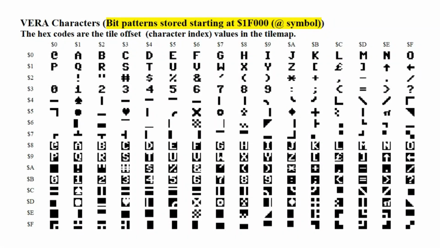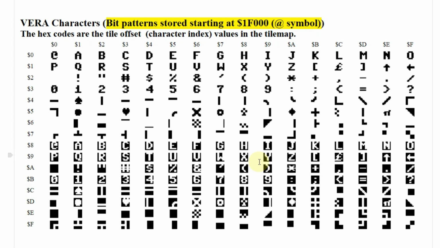Alright, so here we can see the different characters that are stored in the Commander X16 computer in video RAM memory. So the patterns for these characters are already stored in VRAM for us, and of course we can use them for printing on the screen if we want. And as we're going to see when we actually create our program, the way we need to print those on the screen is by storing them in the tile map, of course.